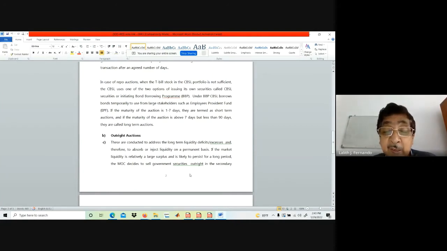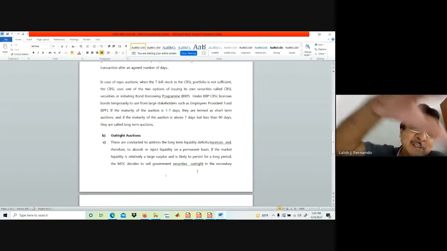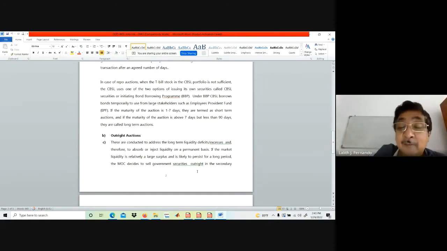Now, what is the intention of selling government securities here? When you say selling, what will happen? The banks will pay money to purchase those things. The monies will go from the market to the central bank, and that will subside the excess liquidity. If it is in deficit, what do they do? They purchase government securities from the market, and as a result, money will go to the banking system.